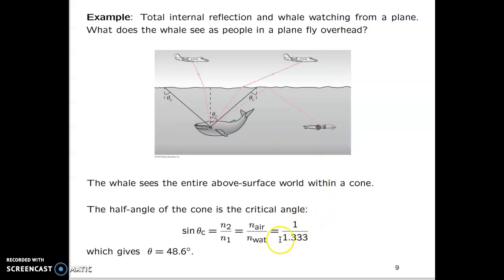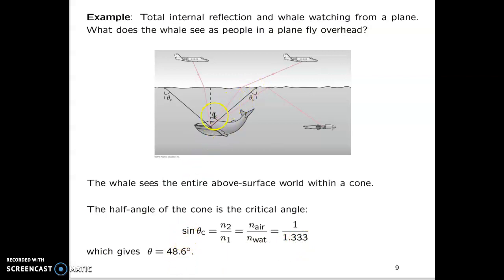Okay, and so what is this half angle of the cone? Well, if you do a little bit of geometry again, if this is the critical angle, theta sub c, then the half angle of the cone is also theta sub c. You can use our equation for the critical angle. It's equal to the ratio of the indices of refraction. Air goes on top, water on the bottom, so it's 1 over 1.333. Critical angle of 48.6 degrees.